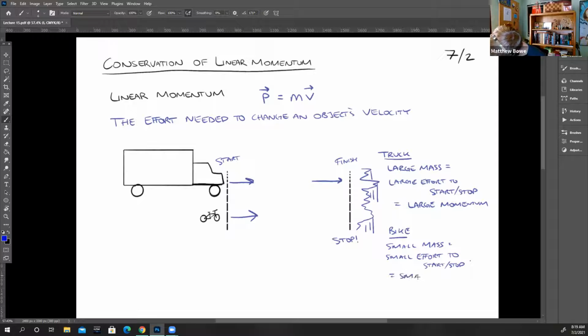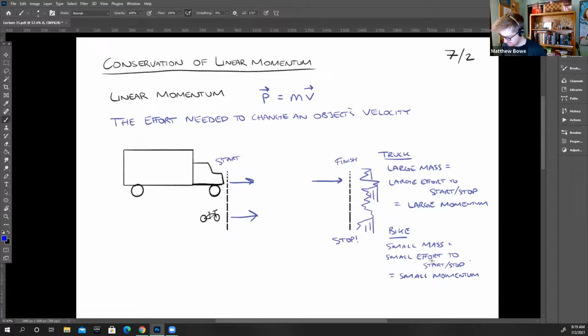Equals small momentum. Okay. That's maybe something we already know intuitively. What's the conservation of linear momentum? We're saying that momentum in a system is conserved.